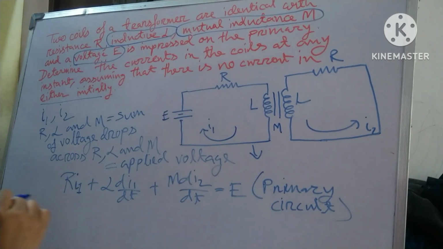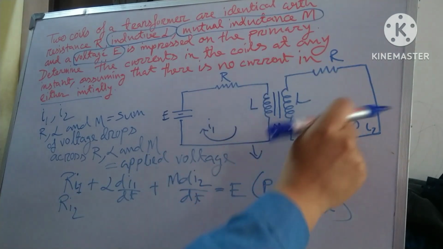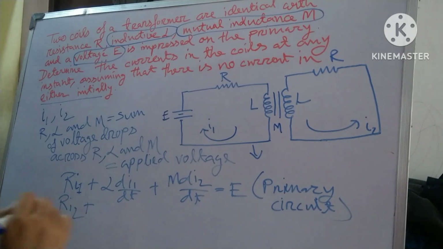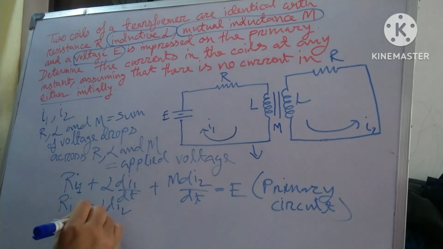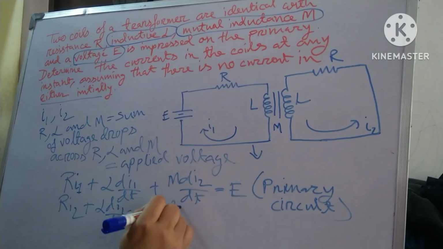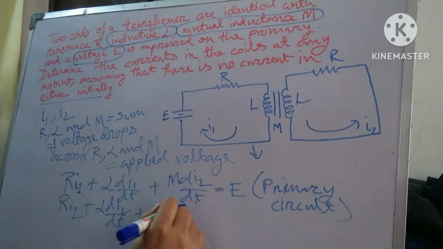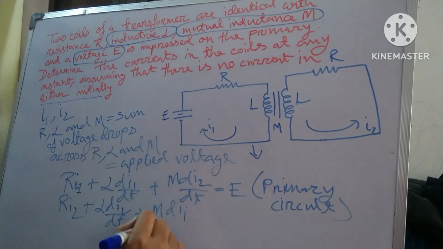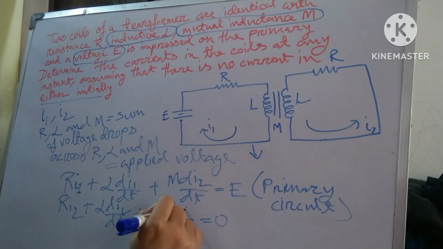For the secondary circuit, we have R I2 plus L into dI2 divided by dt plus M dI1 divided by dt equals 0. Must remember, friends, this is the formula.